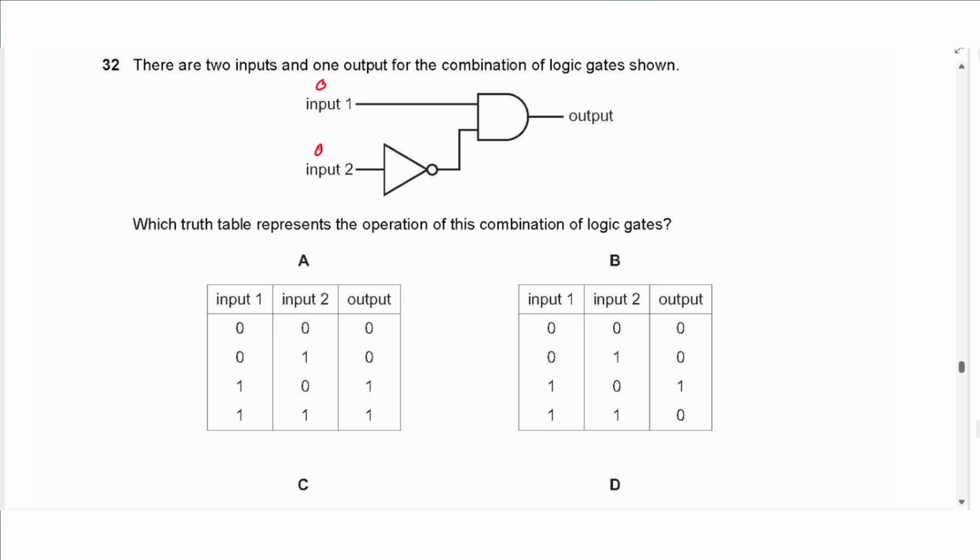So for 0, 0, 0 through a NOT gate, that gives 1. And 1 and 0 through an AND gate, that gives a 0. For 0 and 1, we have 1 converted to 0 through the NOT gate. 0 and 0 gives us 0 through an AND gate. Now 1 and 0, 0 is converted to 1 through the NOT gate. So 1 and 1 through an AND gate, that gives us 1. And the final choice, 1 and 1, 1 through a NOT gate, that gives us 0. 1 and 0 through an AND gate, that gives 0. So going this way, 0, 0, 1, 0. So the answer is B.